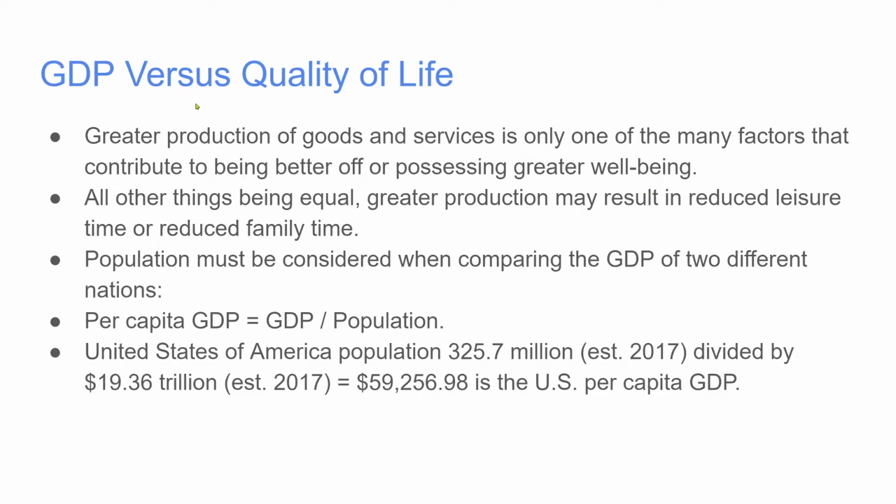All right. GDP versus quality of life. So the greater production of goods and services is just one way to factor how good of a life you have, how good your well-being is. So if we look at all other things being equal, greater production may result in reduced leisure time or reduced family time. Because let's say that in the United States it's $19 trillion, right? How much of our time are you and I devoting to work to achieve those numbers?